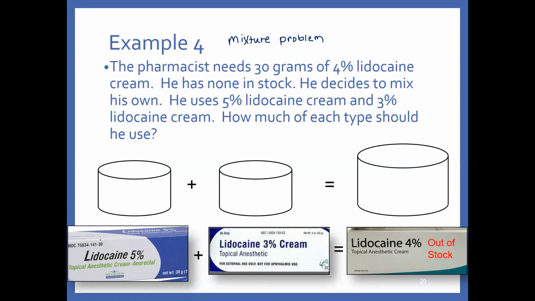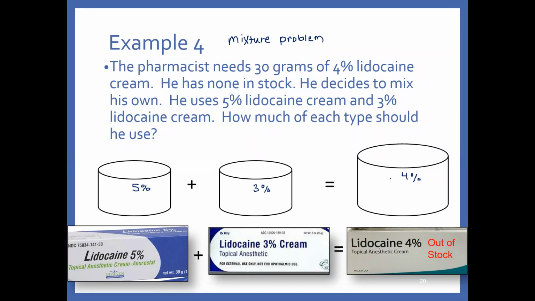In my container, I'm putting the same information that I have on the picture, but I don't have pictures of lidocaine cream for every problem. In this first one, this bucket or container represents my 5% cream. There's the plus sign because I'm adding these two kinds together. This represents the 3% cream. And this big container is when I have them both mixed. I'm trying to make 4% cream.